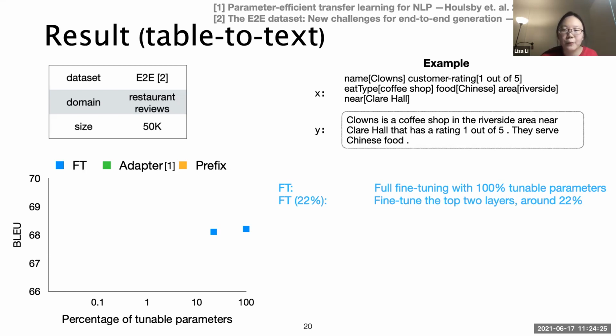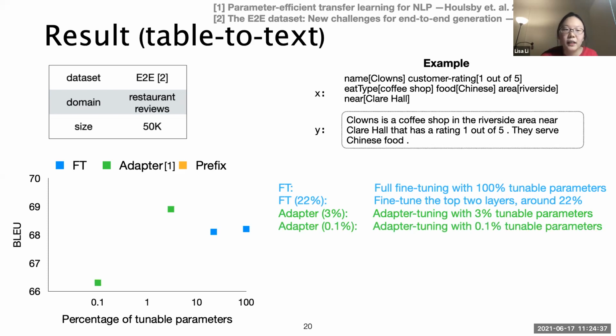We can see a slight performance drop. The green dot represents adapter tuning with 3% trainable parameters, and we can see a performance gain compared with full fine-tuning. The left green dot represents adapter tuning with 0.1% parameters, and when we go from 3% to 0.1%, there is a large performance gap in adapter tuning. The orange dot here is prefix tuning with 0.1% parameters, and prefix tuning has better performance than adapter tuning and fine-tuning, while only using 0.1% total parameters.